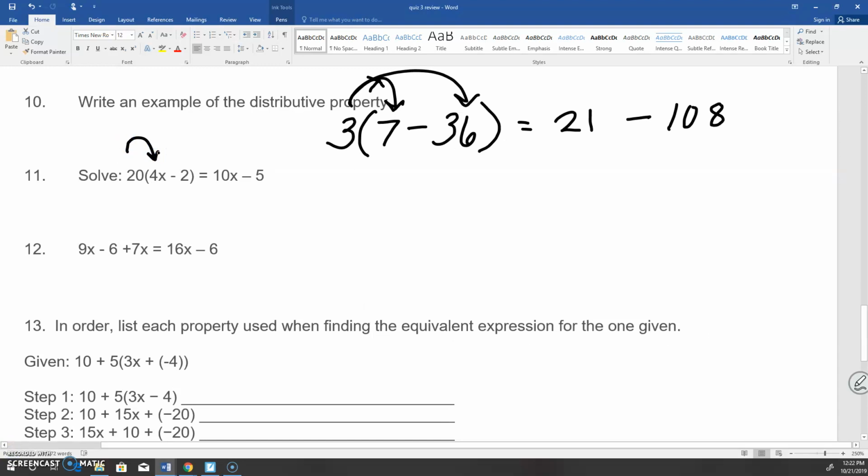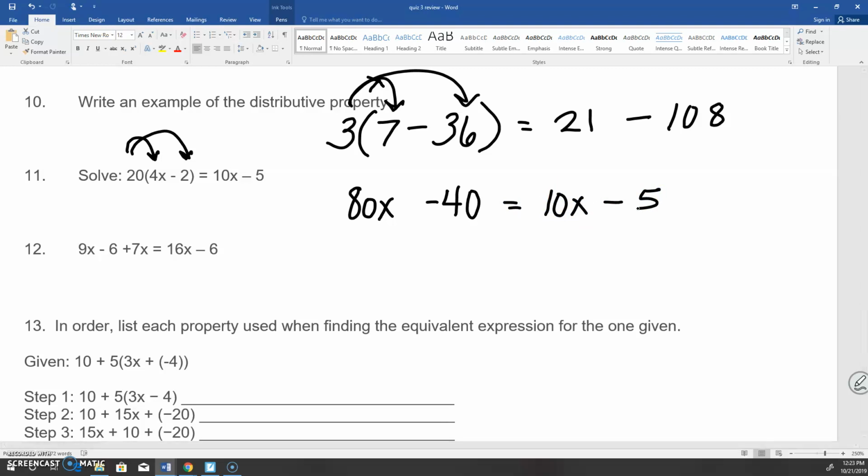Okay, 11. 20 times 4x gives you what? 20 times 4. 80. And there's an x. 20 times negative 2. Negative 40 equals 10x minus 5. I want to combine my like terms. So I need to move 10 to the left or 80 to the right. 10 to the left.